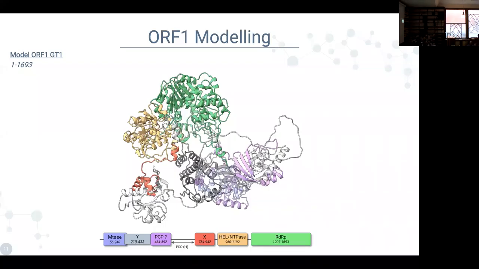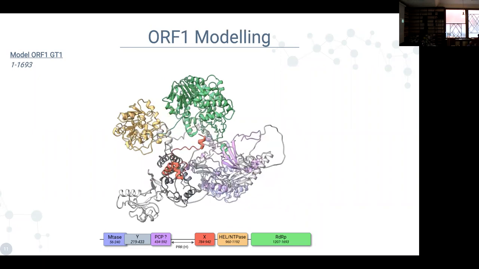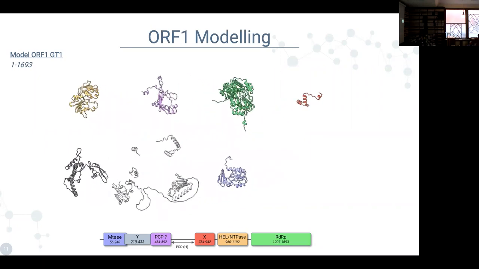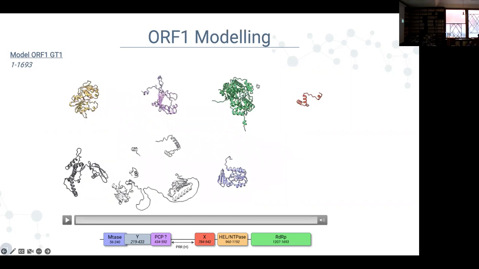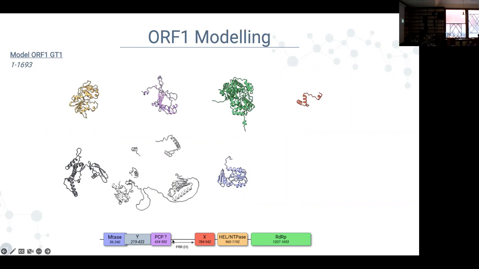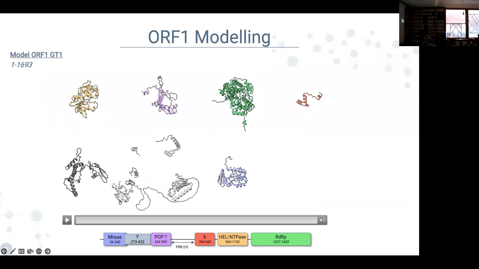What I did as well is to color the domain boundaries published in 1992. When we check this, some domain boundaries are okay, like for the polymerase and the helicase. But there are some domains like the X domain, very small, just a few helices, not really structured. You have the so-called protease that is half structured, half disordered. In the disordered region that should be between this so-called PCP domain and the X domain, you have a small structured part as well.